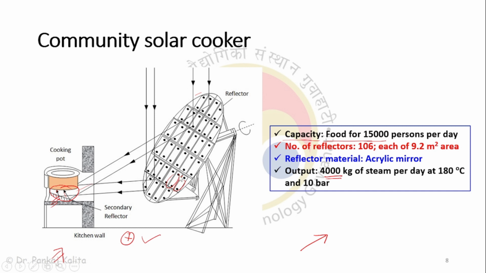The number of reflectors is 106. So these are called reflectors. There can be a single dish and the reflector. So it can even produce 4,000 kg of steam per day at 180 degrees Celsius per hour.